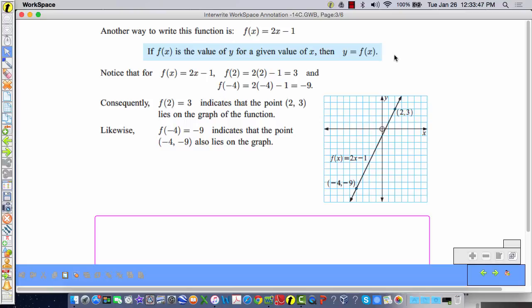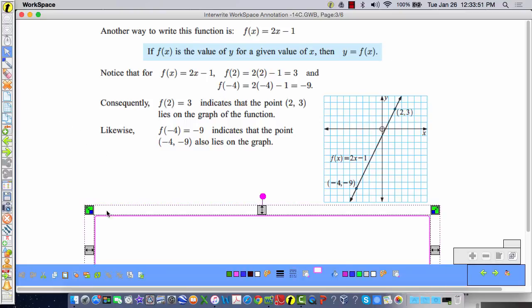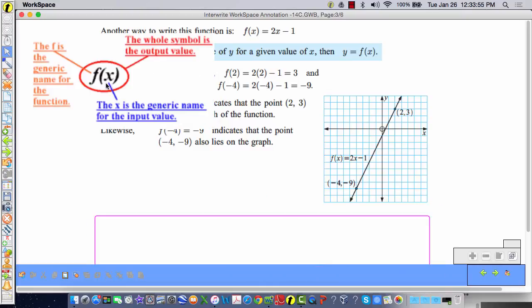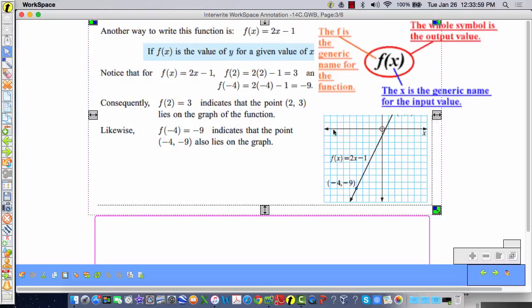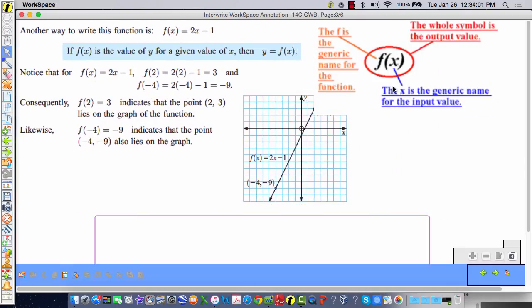What else do I want to say here? Oh, I know what I wanted to do. I wanted to bring this in. So this notation, this f here, let me move this to the left so we can keep it here for your notes. I'll make it a little smaller.